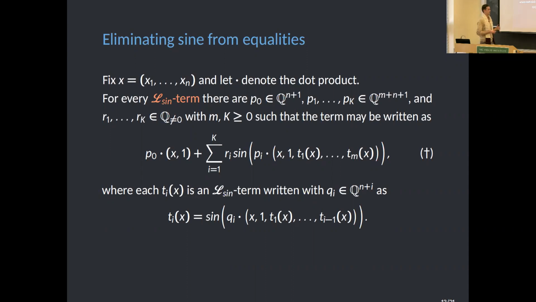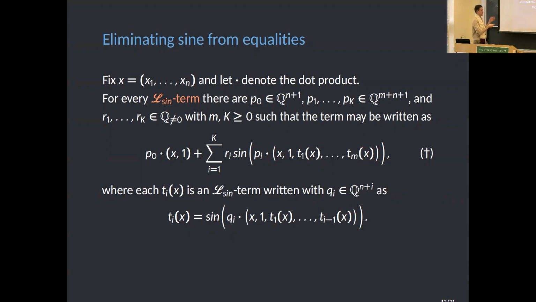We start with a fact that helps us organize the syntax so that we can more clearly apply Chanel's conjecture. That's by noticing that if we have any L-sine term, then we can write it in this special form, this dagger equation, where we have these rational vectors. We can write the L-sine term as a sum of just linear appearances of the x variables and a constant, plus a sum of sines, where the arguments to the sines are Q-linear combinations of our variables and other L-sine terms, which themselves we can organize as each being sine applied to something else.